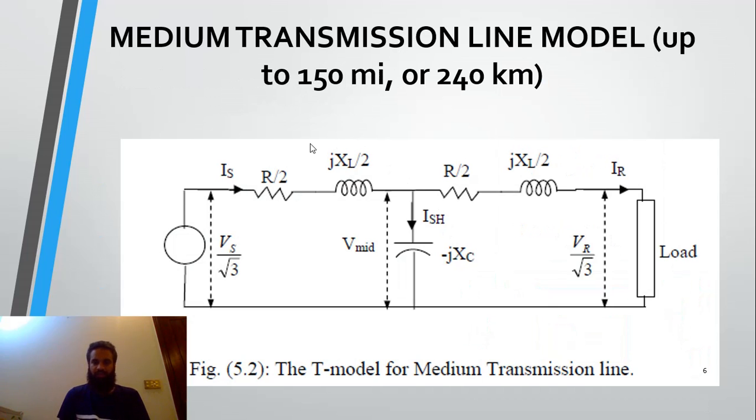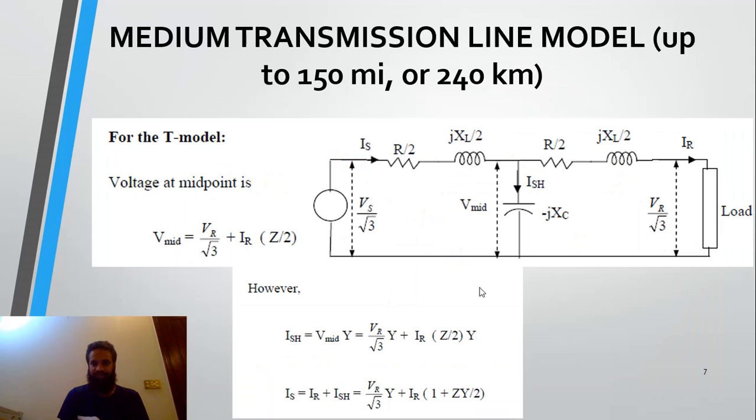Now we start with the T model. In the T model, as I already told you, we divide the impedance portion into half. So we have R by 2, XL by 2, similarly R by 2 and XL by 2. In between these two we have jXC. From the sending side we have voltage Vs divided by root 3, and from the receiving side we have VR divided by root 3. So these are the four different parameters of the transmission line.